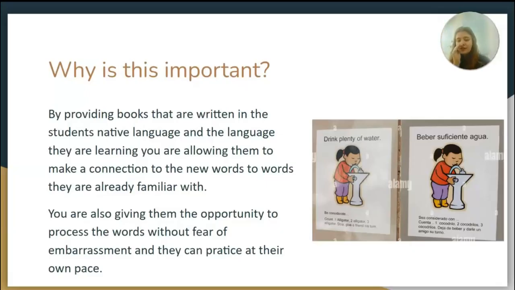This is an example of a bilingual poster talking about drinking water in a timely manner to be considerate. So as you can see on the bottom, it says, be considerate, count 1 alligator, 2 alligator, 3 alligator, stop and give a friend his turn. Now it's going to say the exact same thing on the other side, but I believe in Spanish. So you can make the connection of alligator to crocodilo. Sorry if I didn't say that right. You also can see the word water and agua.